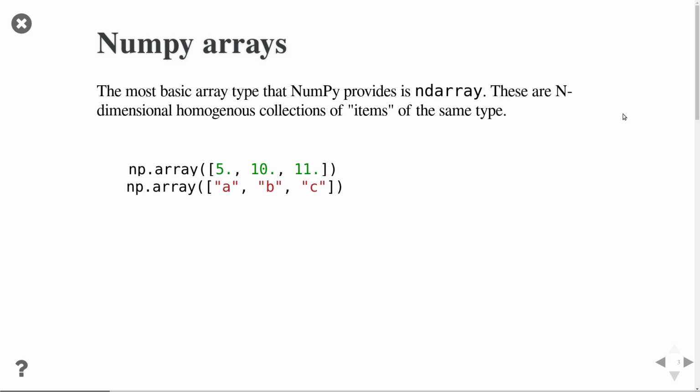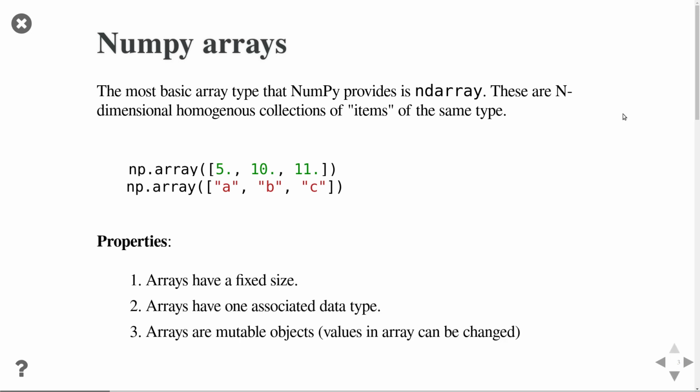And essentially, they're just a list of items that has to be of the same type. The way you construct that is you write np.array, and here you can provide a Python list, and the result will be that Python list converted into a NumPy array. So for instance, the first one contains three floating point numbers, because we have a list of floating point numbers. The second example will be an array consisting of strings.